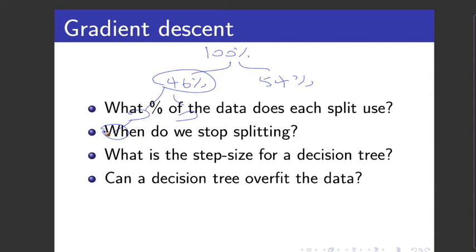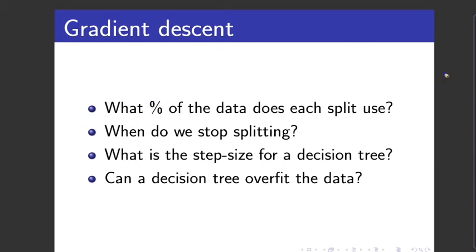Almost certainly not, because when you have such a small number of examples in a leaf, you're bound to find a feature which looks like it's improving the accuracy of what you're doing in that leaf, but it's just likely to be random noise. So when do we stop splitting?